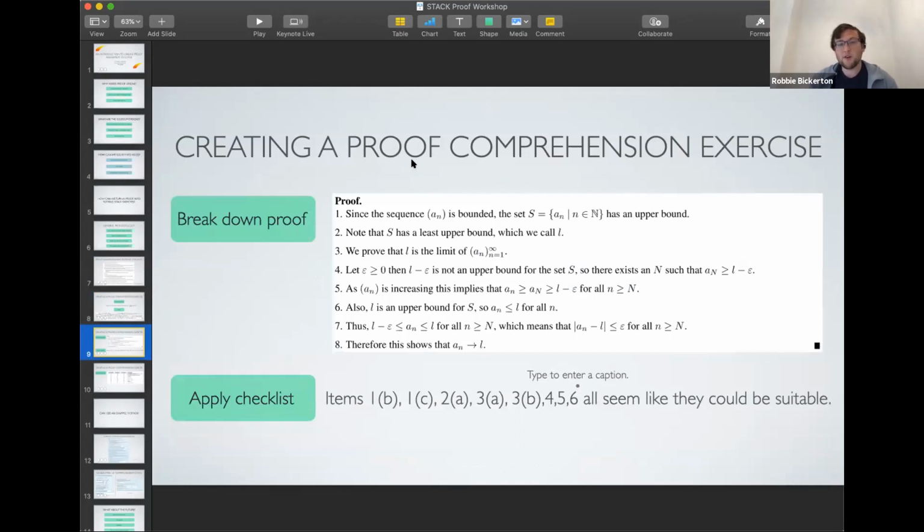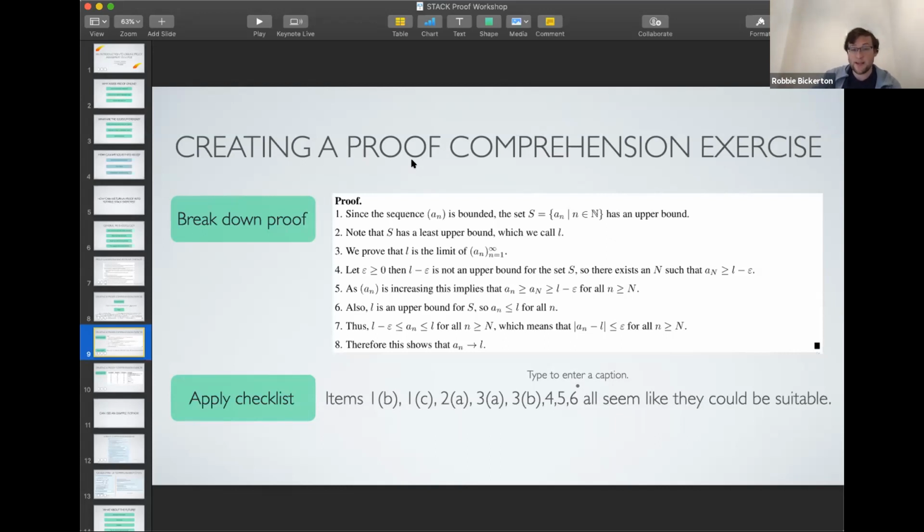So, as I said, the first thing to do was to break down the proof line by line and then to number those lines. So why do I want to number those lines? Well, this is a practical concern with regards to STACK. Because we can't assess a free-form argument, we need a way in STACK that we can refer to different lines of a proof. By numbering them, it means that if we ask a student to provide a line, they can just enter the number of that line, and then we can assess that automatically.